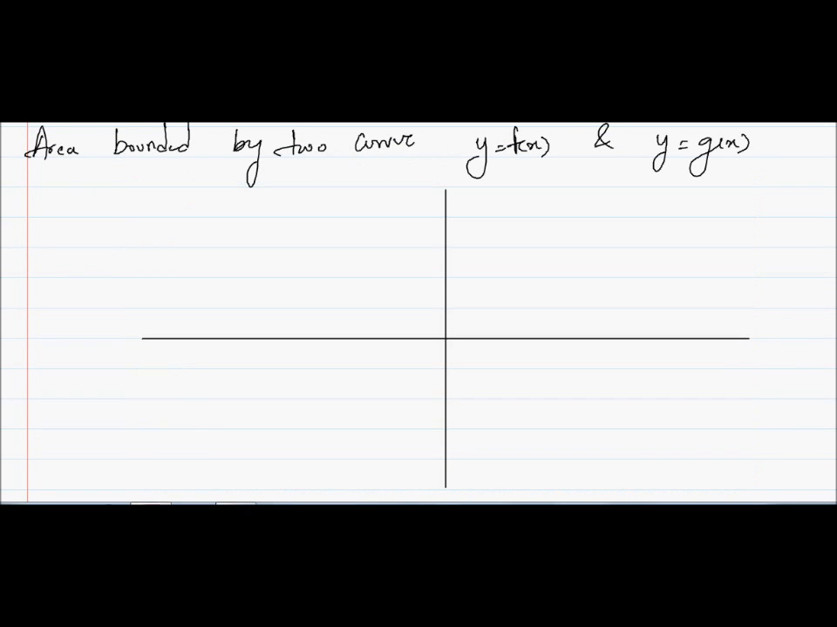I'll consider two curves. One is y is equal to f(x), and the other is y is equal to g(x). So I need to find out the area between them. First of all, I need to find out these 2 points on the x-axis. I will have to find out their x values.